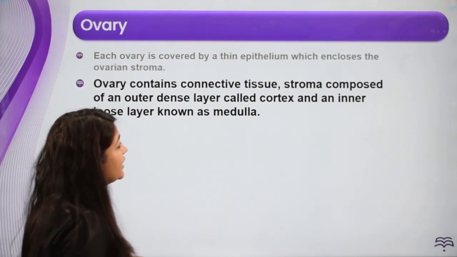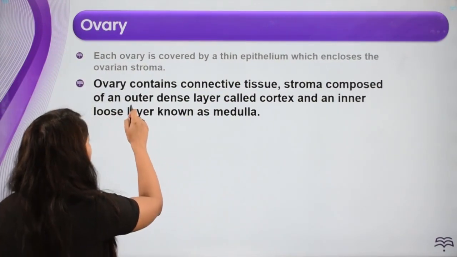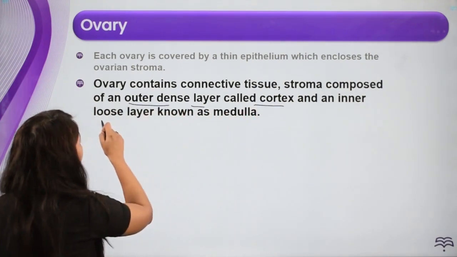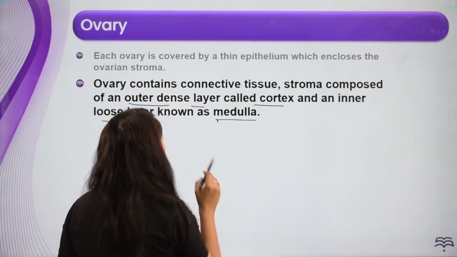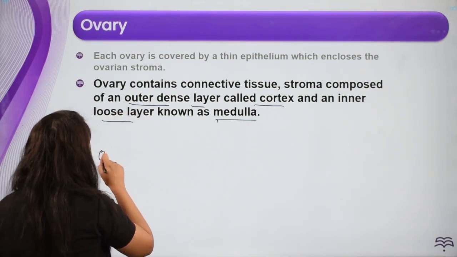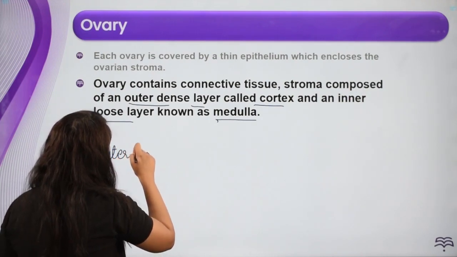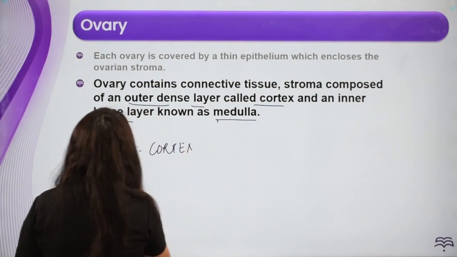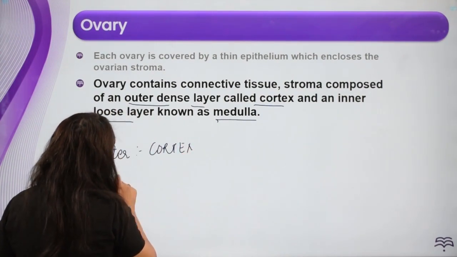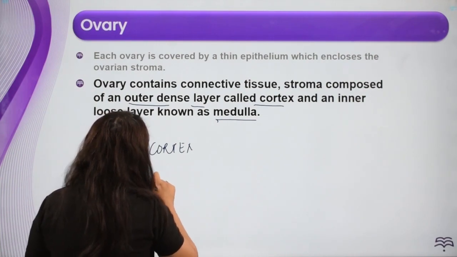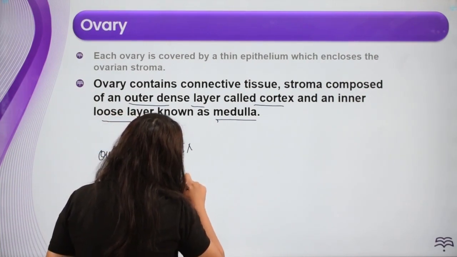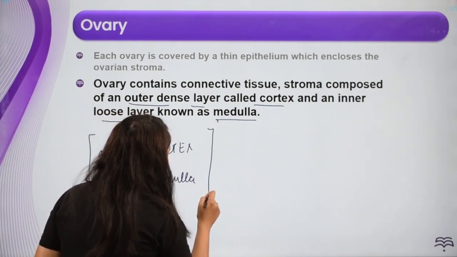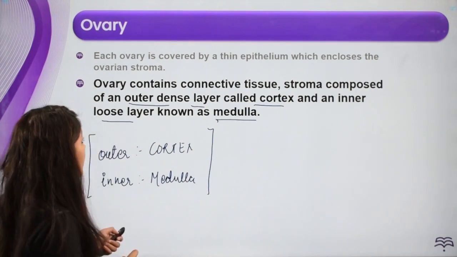Ovary contains connective tissue, stroma, composed of an outer dense layer called the cortex and an inner loose layer called the medulla. So you have to remember: outer cortex and inner medulla. This is something that you have to remember. It can be asked. Outer region, cortex; inner, medulla.